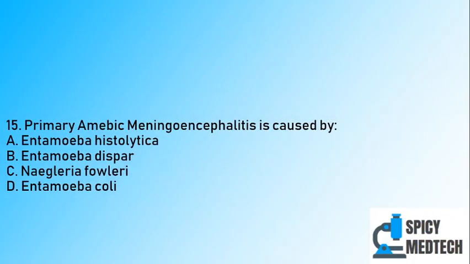Number 15. Primary amoebic meningoencephalitis is caused by A. Entamoeba histolytica, B. Entamoeba dispar, C. Naegleria fowleri, or D. Entamoeba coli. So the answer for number 15 is letter C, Naegleria fowleri.